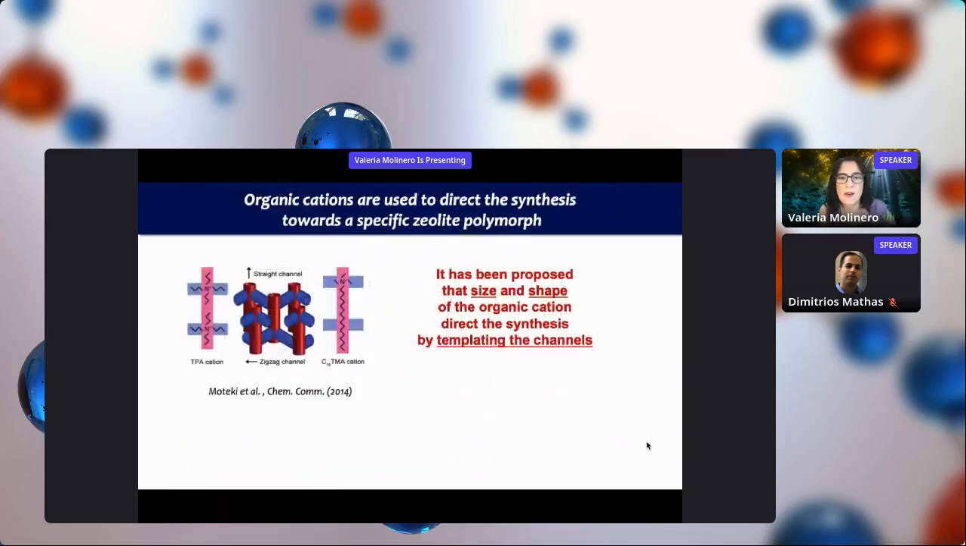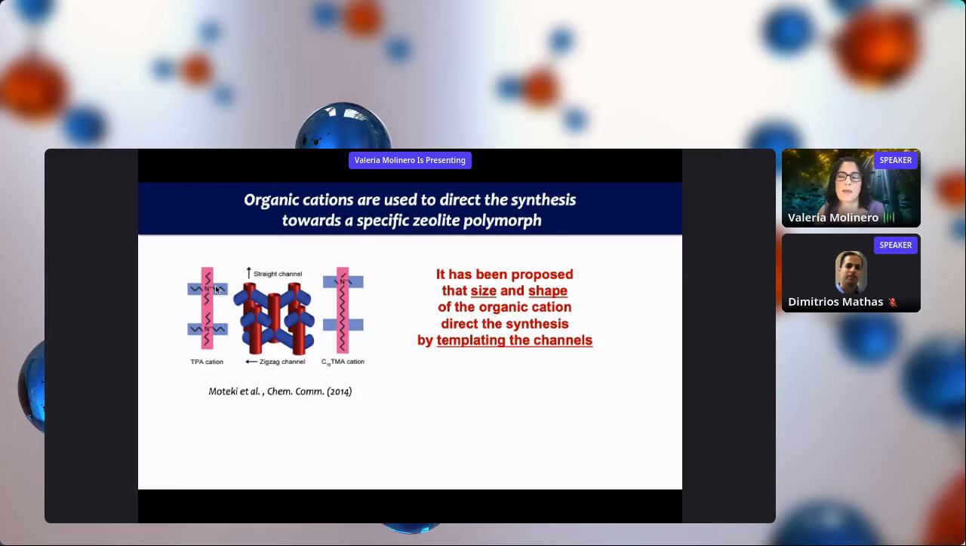Now, the zeolites are synthesized not from the melt, but using a combination of organic cations that are typically tetraalkylammonium cations. For example, here you see tetrapropylammonium cation, and also in the presence of water. What has been proposed is that these zeolites are directed towards specific polymorphs by using cations that can orient inside the channels of the zeolites.